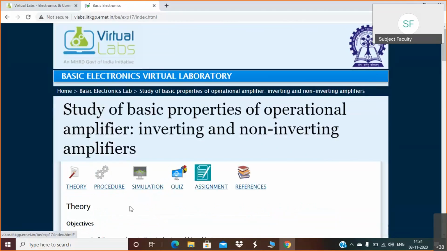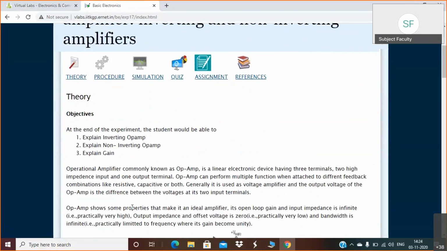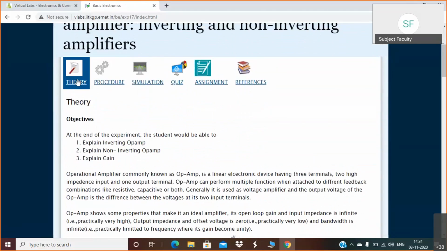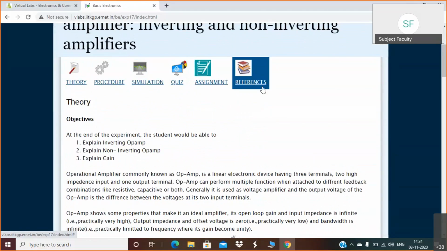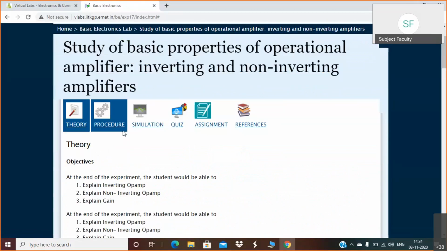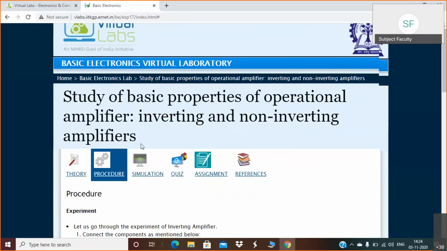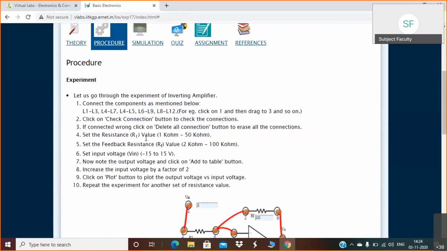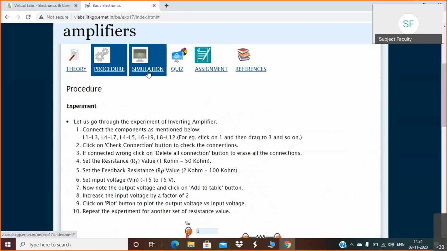Here you can observe that under this experiment there are different tabs: theory, procedure, simulation, quiz, assignment, and references. You can go through the theory, which is given, then you have to follow the procedure. Now we will move straight to the simulation.